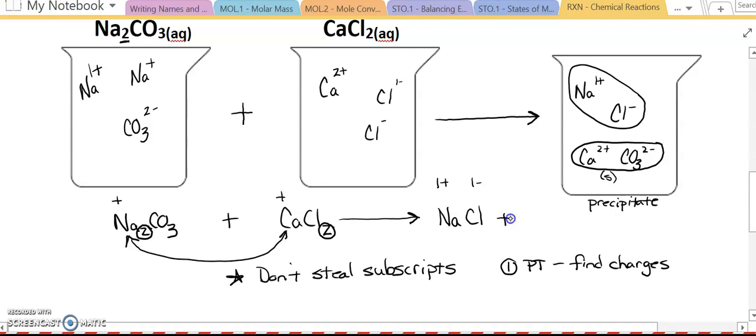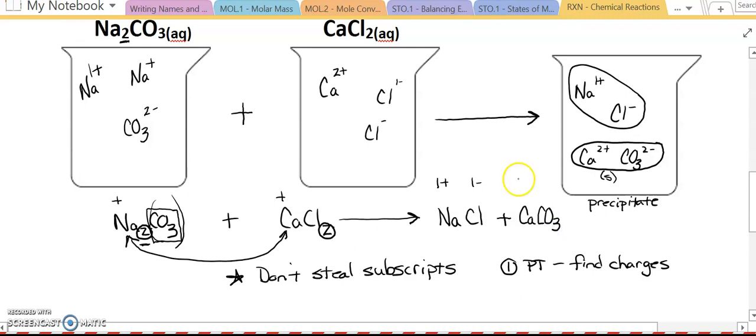And then again, following the rule that your positive has to be first, calcium is going to come over here and sit where sodium is. So this time it's going to be calcium, and nope, I cannot steal that subscript. That stays there. Now, polyatomics do stay as polyatomics. Carbonate is CO3. If it's polyatomic and has an added subscript, remember, it has to be outside the parentheses. And since there's no parentheses, carbonate is just going to be CO3.